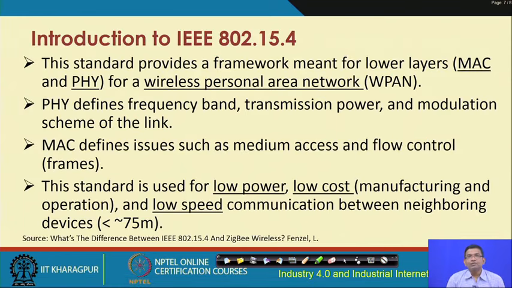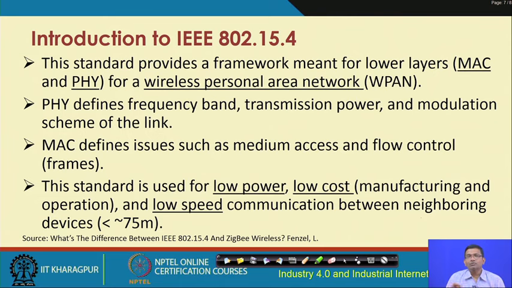So, let us try to understand 802.15.4. This IEEE standard provides a framework meant to be used particularly for networks such as wireless personal area networks. Personal area networks operate on a very small scale, the range is very small. For the wireless personal area network, 802.15.4 defines how the physical layer and the MAC layer are going to be used.